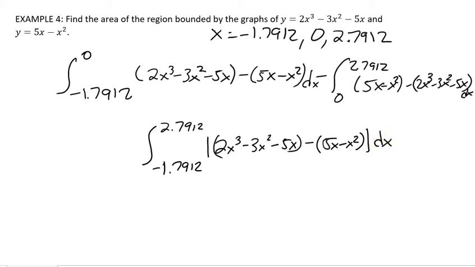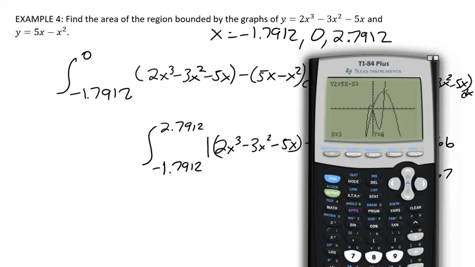And what you end up with is about 30.166, or they would also accept 30.167 because it would round either way, just as long as you have 3 decimal places. So when you have a region with two parts where the top changes, you can use the absolute value to get your answer.